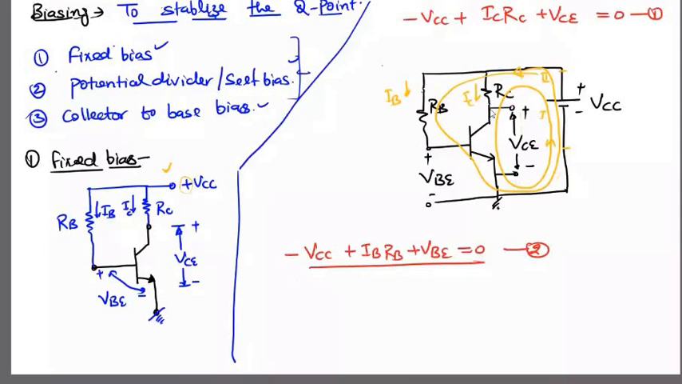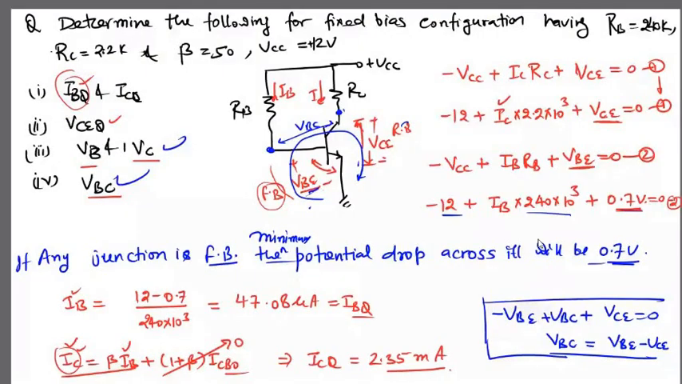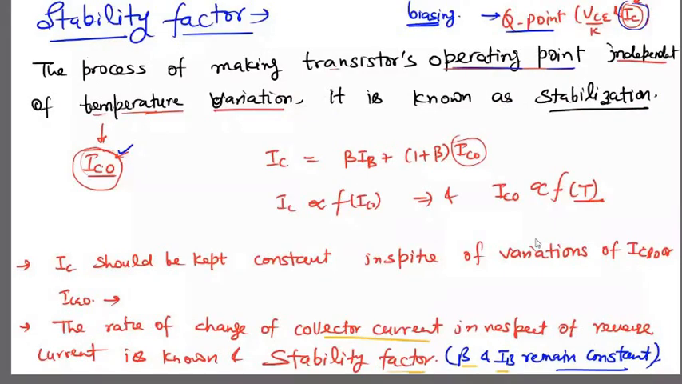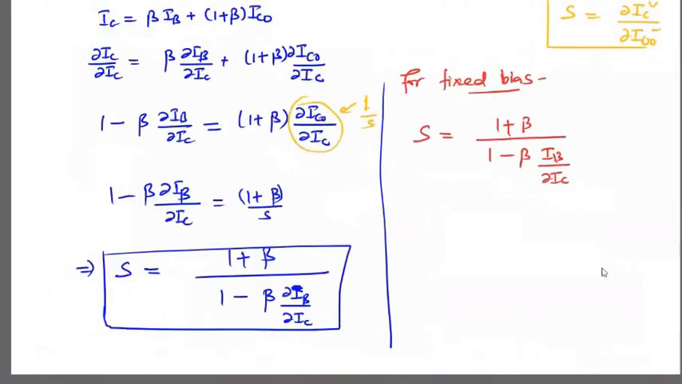We'll calculate the stability factor for each and every kind of biasing, but keep this concept of stability factor in your brain. In the next lecture we'll explain the stability factor for different kinds of biasing, and we'll study the remaining types of biasing.